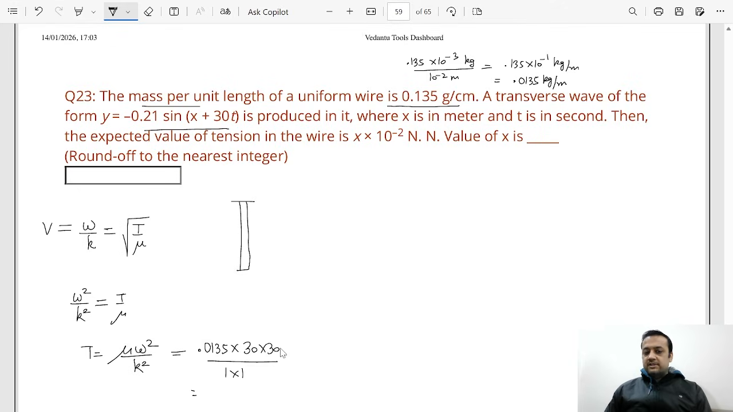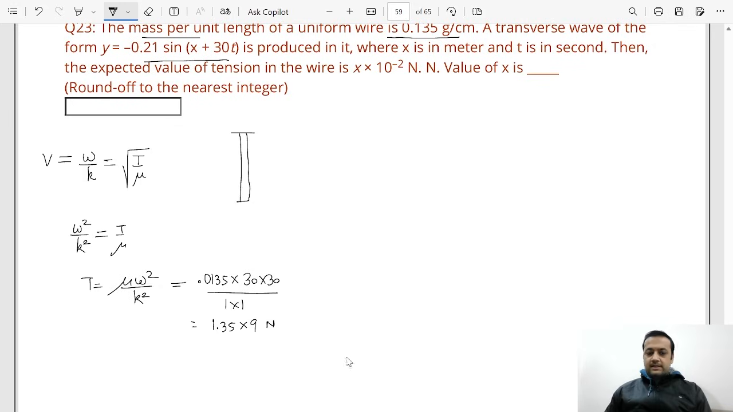So if you do this, 0.0135 will make it 1.35, and this will be 9. This will be in newtons. You have to write it as a product with 10 to the power minus 2. So basically you can write this as 135 into 9 into 10 to the power minus 2. All right, so this will become what? 135 into 9: 9 5s are 45, so 4 carry, 13 9s are 117, so 121. So 1215 into 10 to the power minus 2 will be the correct answer. All right.